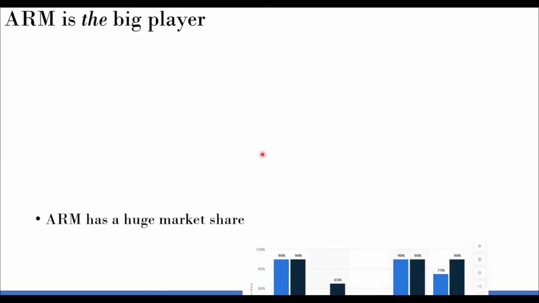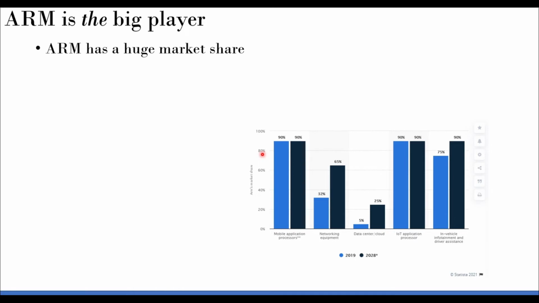And ARM is a big player. If you don't believe me, ARM has a huge market share. This is very updated data from 2019, and I got it in 2021, so you can say it's up to date. Looking at the market share, for mobile application processors, 90% of mobile phones are using ARM processors. So we are going to be studying something which is everywhere. I hope there is no other motivation required for you to treat the ARM processor as your main microprocessor. 90% is the market share, and they don't want to grow any further.